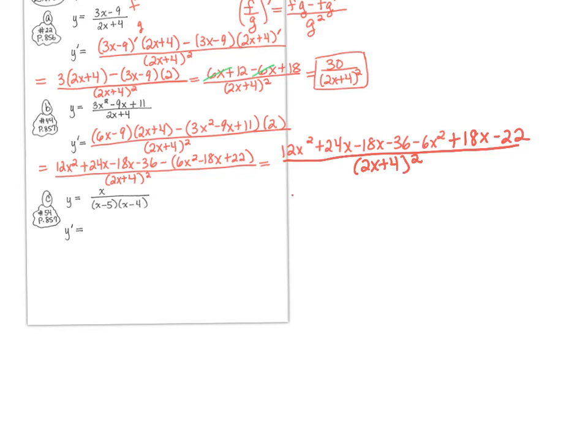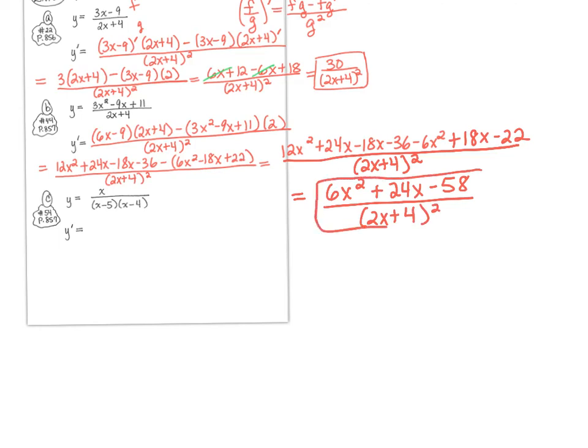Now from there, go ahead and tell me what you got. 6x squared plus 24x minus 58 over the quantity 2x plus 4 squared. You got it. Good. That's your answer. What questions do you have? Very good.